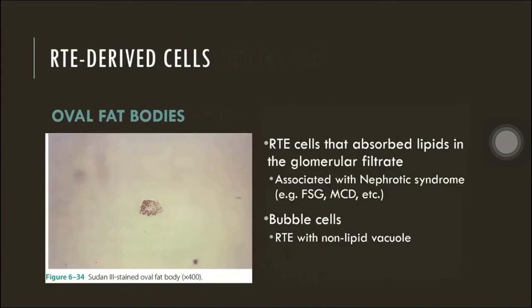So now we move forward to the RTE-derived cells, or the cells that are RTE, one of the forms of RTE. Okay, so first we have oval fat bodies. So oval fat bodies are renal tubular epithelial cells that absorb lipids in the glomerular filtrate. Okay, so RT cells are again in the kidney tubules. Usually sila yung nag-reabsorb ng mga nag-pass dun sa glomerulus. So again, RTE cells here that absorb lipids in the glomerular filtrate.